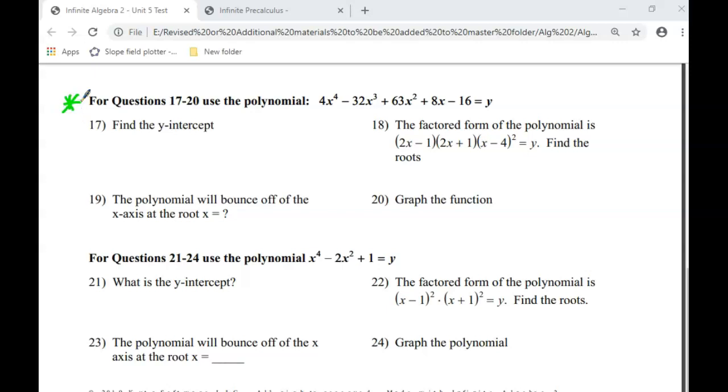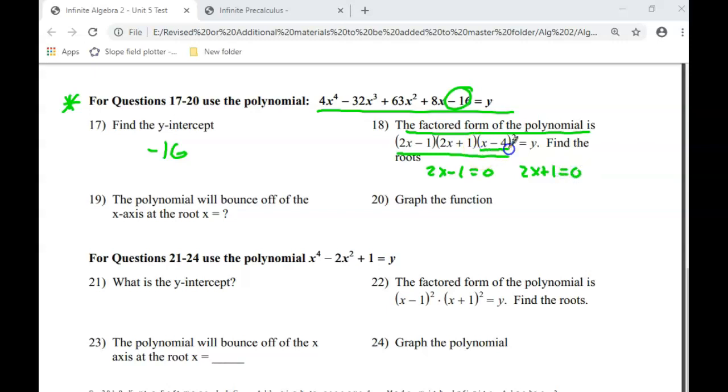Okay, so they give us a polynomial. They want to know what's the y-intercept. There it is. Easy peasy. They tell us the factored form, so we don't have to factor it. That's nice. They want us to find the roots. The way that you find roots is you take each factor and set them equal to 0 and solve. So 2x minus 1 equals 0, 2x plus 1 equals 0. And since this is written as a square, that really means it's x minus 4 twice. We don't need to set x minus 4 equal to 0 twice, though, because you're just going to get the same answer both times.